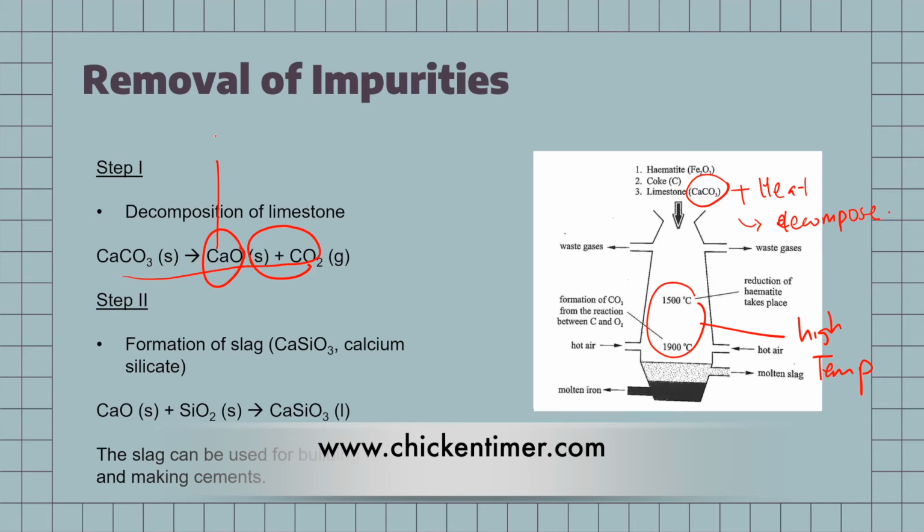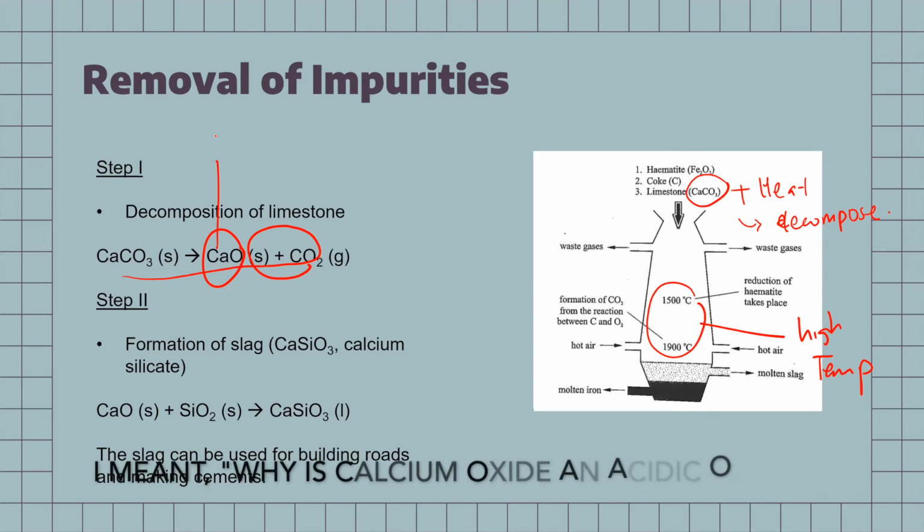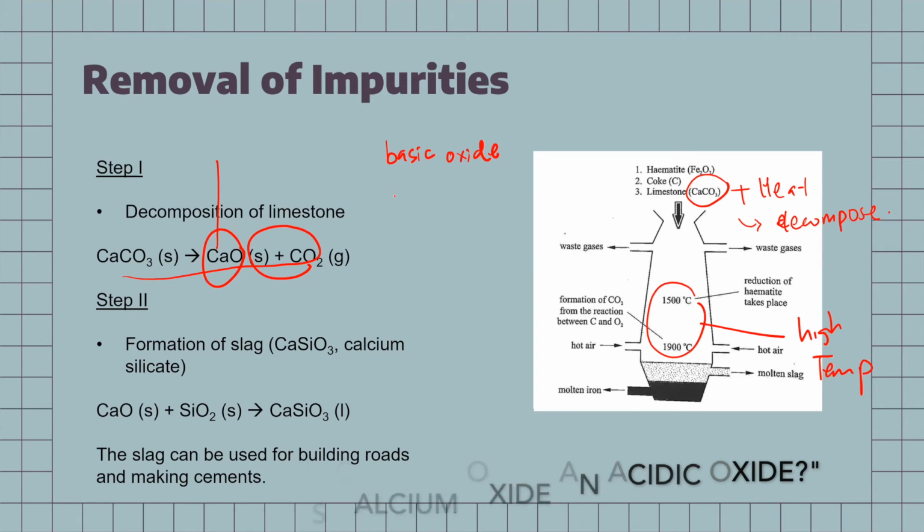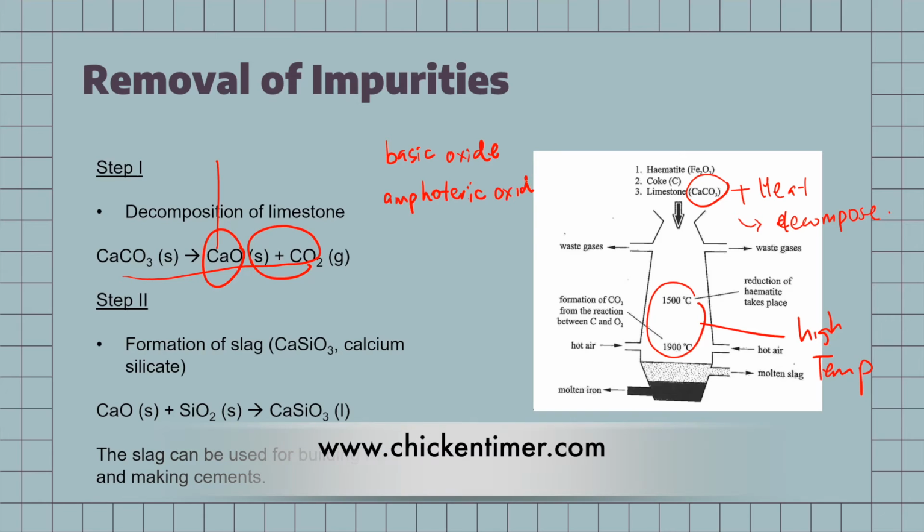Is it an acidic oxide, a neutral oxide, a basic oxide, or an amphoteric oxide? Acidic oxide. Why is calcium carbonate an acidic oxide? So there are four types of oxide: basic oxide, amphoteric oxide, acidic oxide, and neutral oxide. Okay, let's revise.